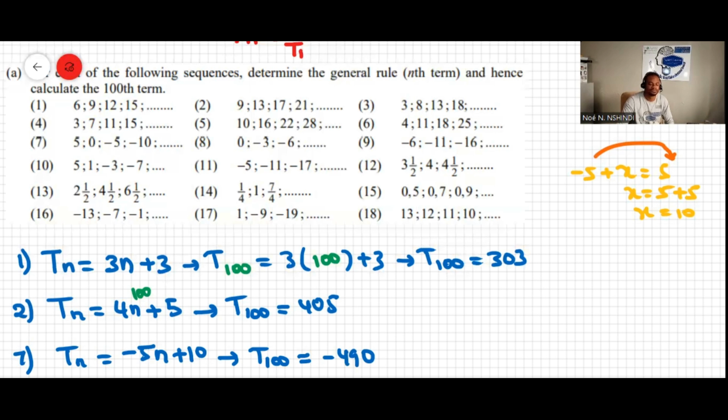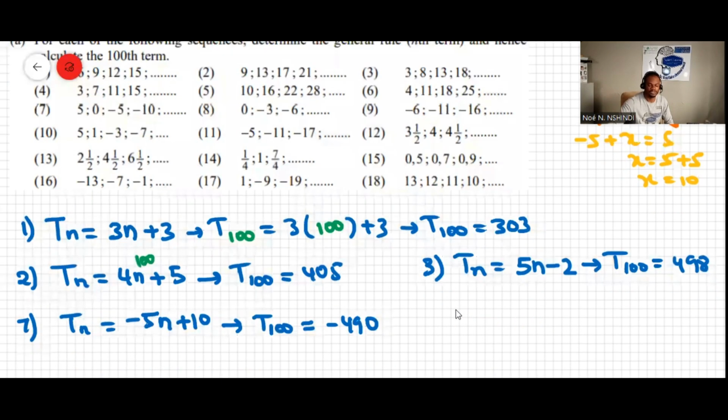The next question will be, I think let's come back and do question 3 also. Question 3 here, Tn will be what? We see the constant difference here is 5. So I'll say 5n. And then I said to myself, if I have 5, I need to get 3. What can I do? I will minus 2. So Tn is 5n minus 2. And then T100 will be, you substitute 100, 500 minus 2, which is 498.